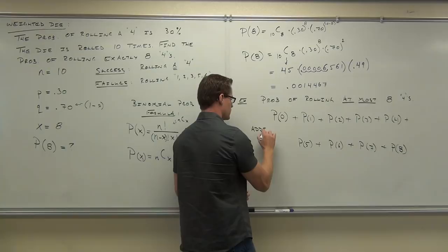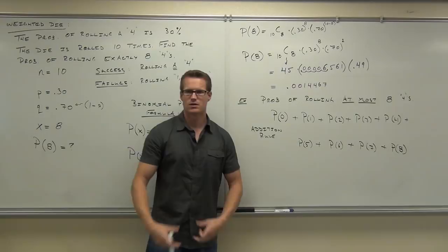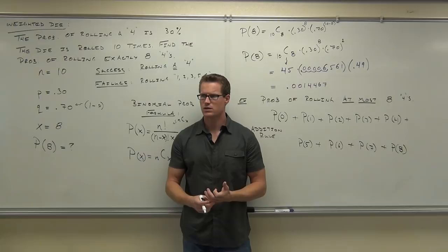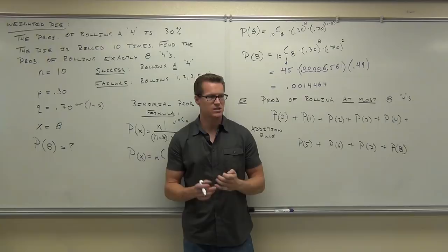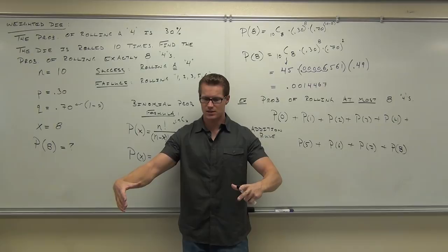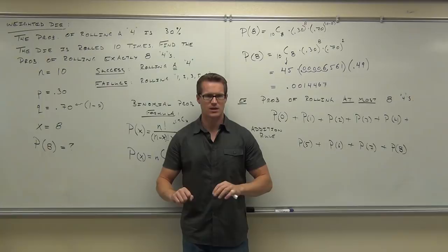This is an addition rule for disjoint sets. You can't have both 3 successes and 4 successes. Can you get both 3 fours and 4 fours when you're rolling the die 10 times? Can you get a certain number of successes and a different number of successes? For instance, imagine in your head, you're rolling the die 10 times. Can you get, out of your 10 rolls, both exactly 3 fours and exactly 4 fours? Those cannot happen at the same time.